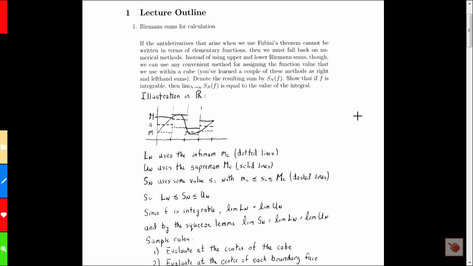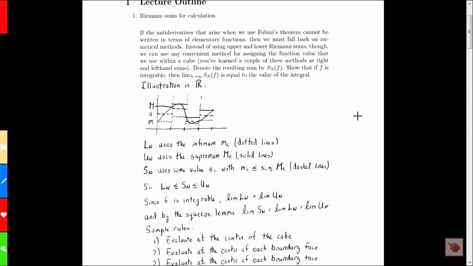And you're already familiar with some better rules from your previous course. You probably know the trapezoid rule, the midpoint rule, and you may even know Simpson's Rule. Let's consider an arbitrary rule for assigning a function value to a dyadic cube, and using that rule we'll call the resulting sum capital S sub n. In that case, if the function's integrable, then the limit of whatever Riemann sum rule you choose to use is equal to the value of the integral.